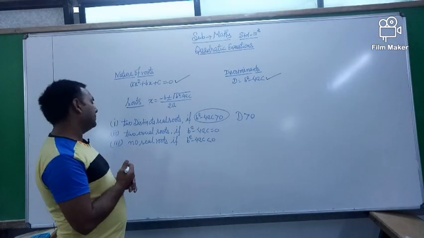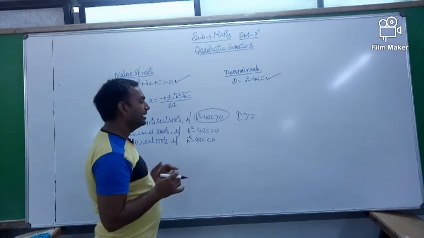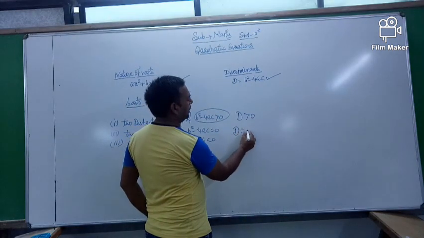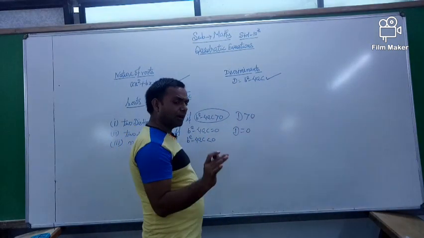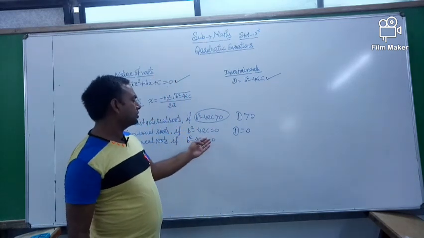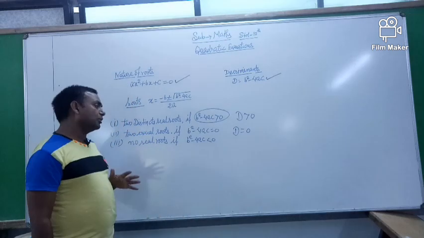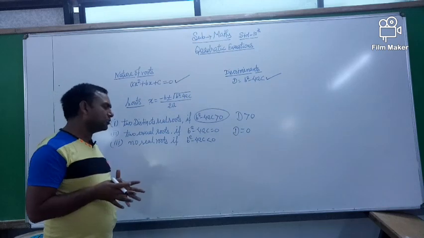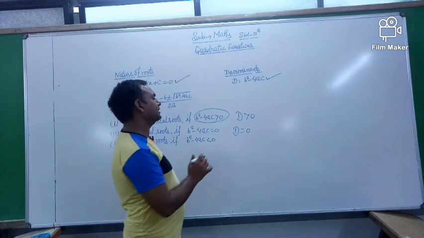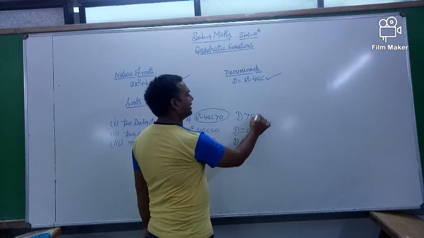Second condition, two equal roots: if b square minus 4ac is equal to 0, that is, D is equal to 0, then the roots are real and equal. And the third and last condition, no real roots, the roots are imaginary: if b square minus 4ac is less than 0, that is, D is less than 0.